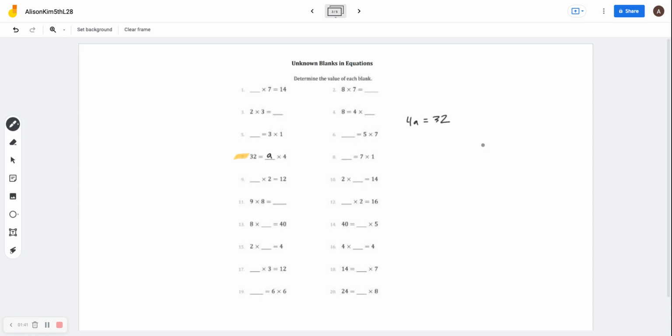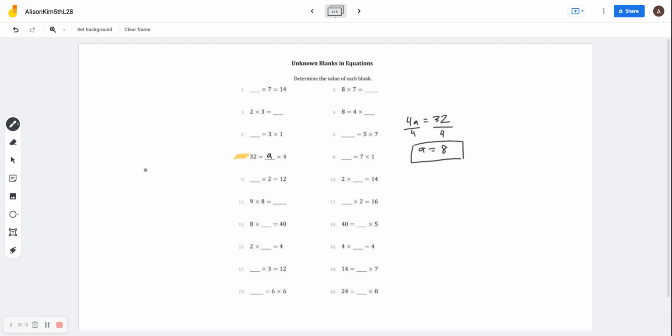Now, in order to solve this problem, we want a to be alone, and we can't add or subtract anything to the other side, but we can divide, right? So we're going to divide by 4, and if we divide 4a by 4, then we also have to do it to the other side. So we would divide 32 by 4. And then we know 32 divided by 4 gives us 8, right? So a would equal 8. And that would be your answer.